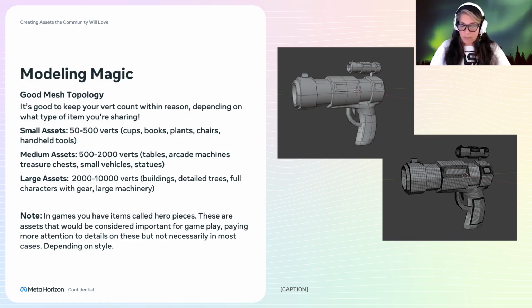Next up, we're talking about some medium sized assets. We're ranging from 500 to 2000 verts. And for that, we're talking about tables, maybe arcade machines, treasure chests, small vehicles, and statues. I mean, really, you're the artist, season to taste, but really try to be reasonable with these vert counts. Also, we're going to the large assets. So you're looking at 2000 to 10,000 verts. So we're talking about buildings, detailed trees, full characters with gear, large machinery, even landscapes.